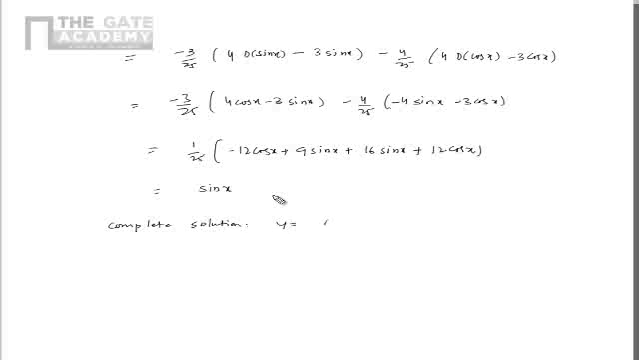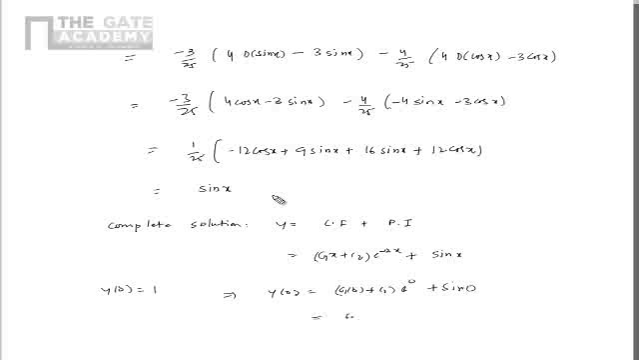Now the complete solution is y equal to complementary function plus particular integral, and that comes out to be (c1x plus c2) e power minus 2x plus sin x. Now in order to find the arbitrary constants c1 and c2, they have given the conditions. So y of 0 is 1. Let's substitute y of 0: 1 is equal to c2 e power 0 plus sin 0, so c2 comes out to be 1.